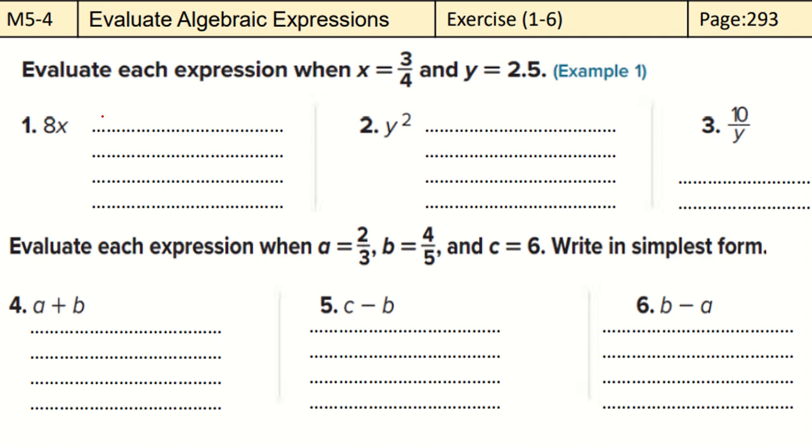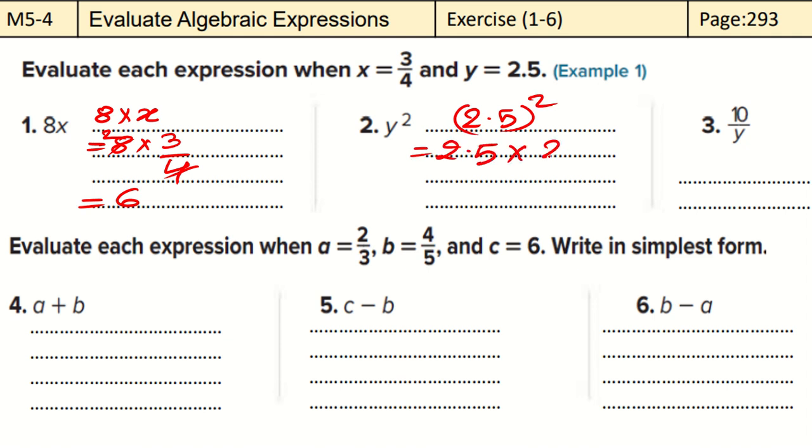So just simply put the values here. 8x means 8 multiply x. Okay, so 8 multiply 3 over 4. 8 divided by 4 is 2, and 2 multiply 3 is 6. y square means 2.5 square, means 2.5 multiply 2.5. So students, if you multiply 25 by 25, you get the answer 625.